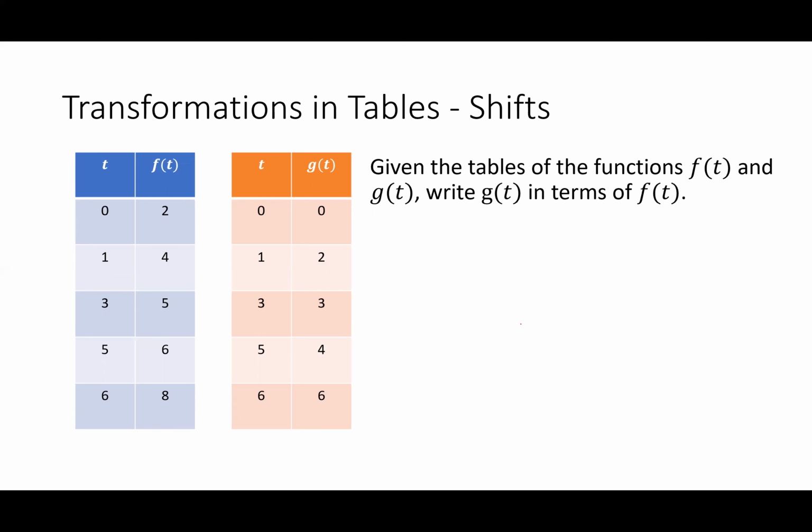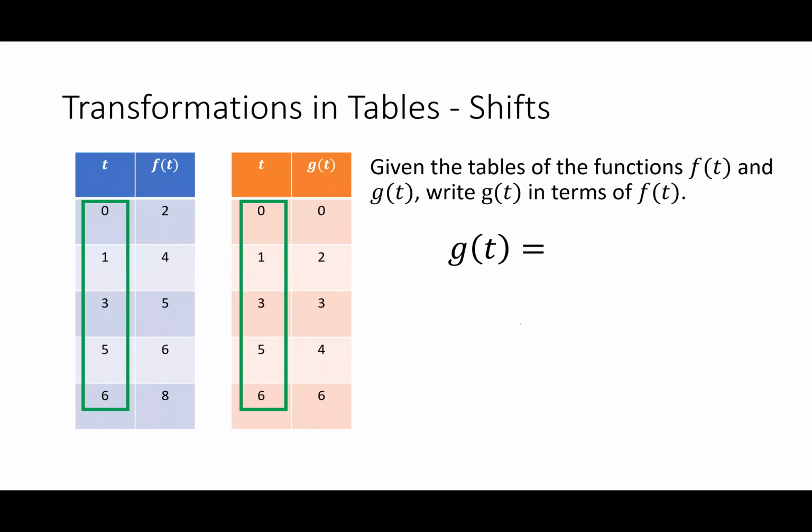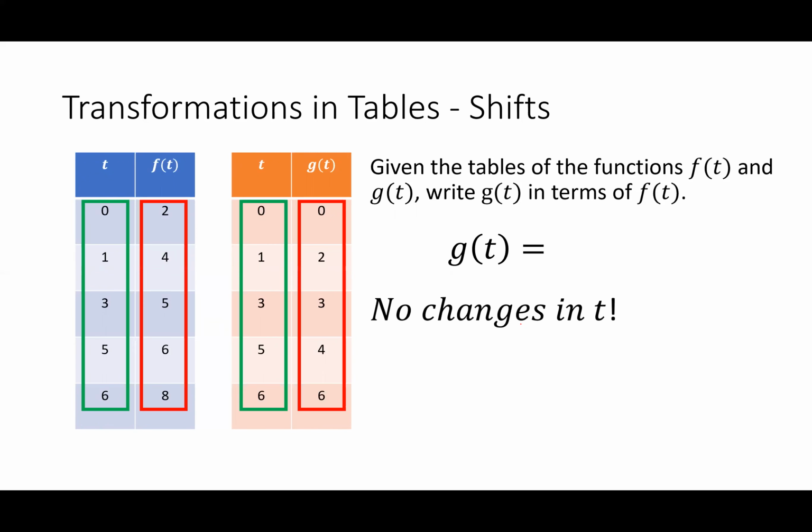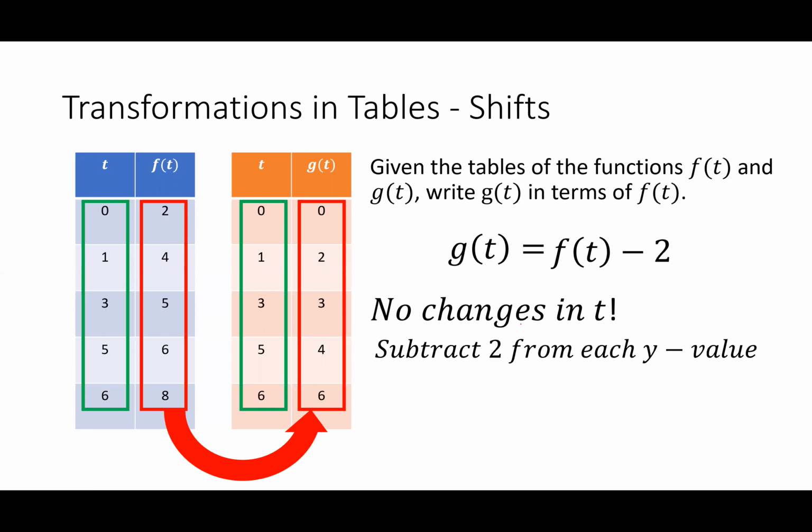So what I really want you to observe here is that if I take the t values between f and g, nothing happens. But if I look at the y values, we see that something happens. In particular, if I were to move from f to g, what I needed to do was subtract 2 from each of the associated y values. So the way I would get to g of t is I would take f of t, that column, and subtract 2 from each of its entries.